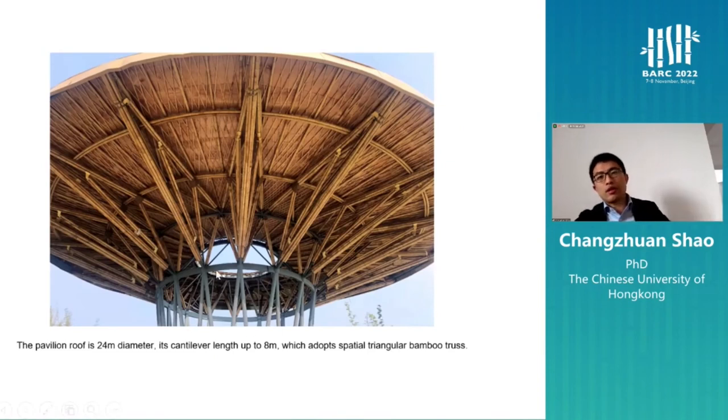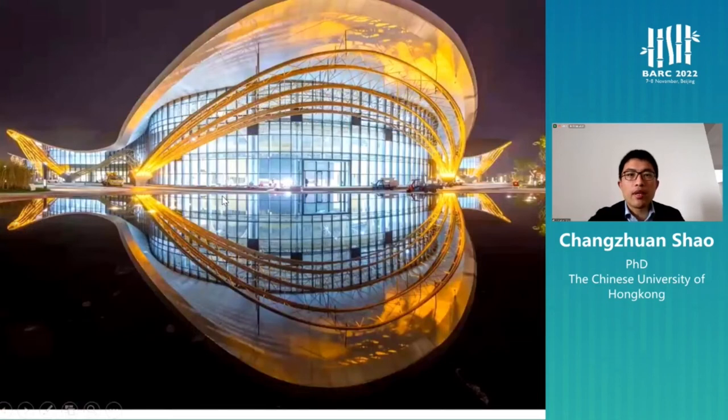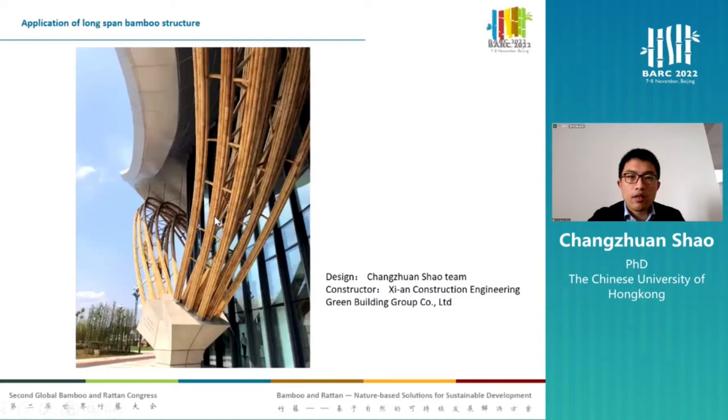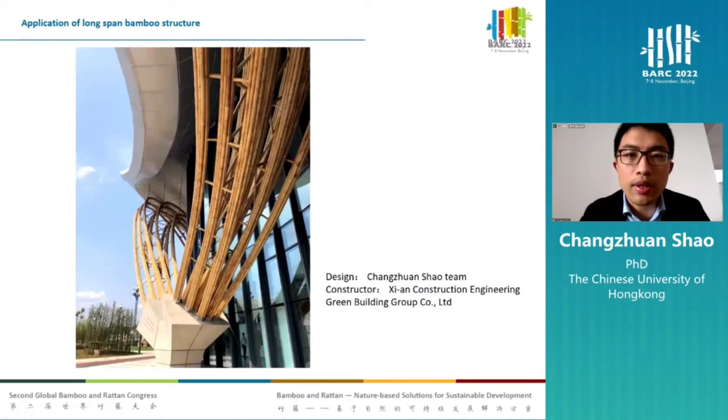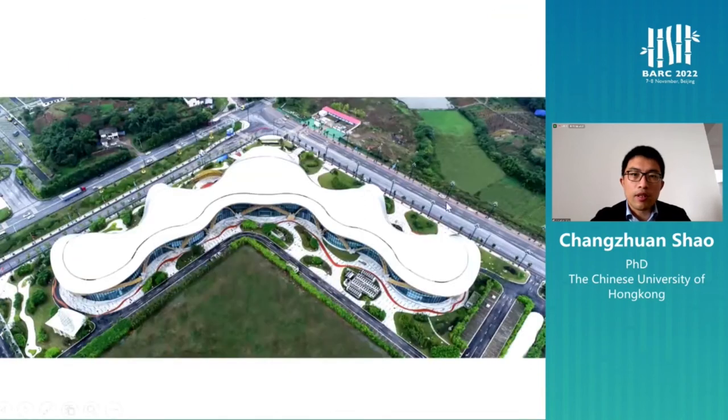This project, the height is 8 meters, and we use steel structure. And there is also a connection between the bamboo structure and the steel structure. This site is in Yibin, in Sichuan, the international wood bamboo transaction center. The total area is 115 square meters. And this is done by Xi'an Construction Engineering Green Building Group. We are responsible for the design work.